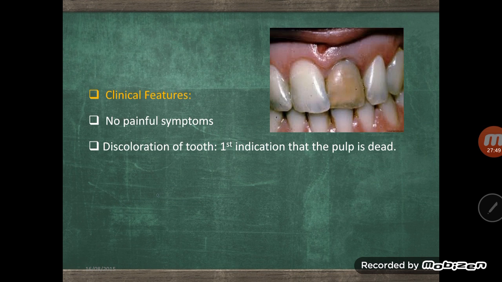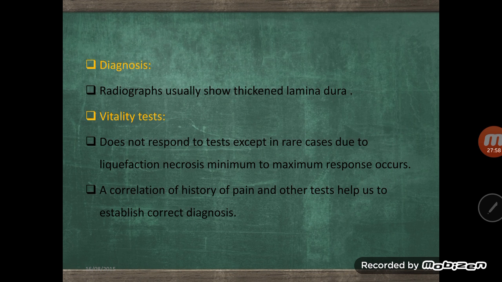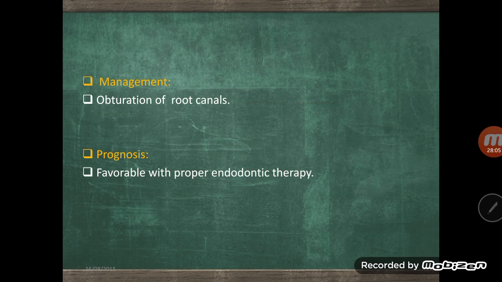Clinical features: there will be no pain because it was already degenerated, and discoloration of the tooth indicates pulp death. Diagnosis: radiograph shows a thick lamina dura. This is very important. And for vitality, obviously there will be no response. Management is root canal treatment followed by obturation of the canals, and the prognosis is favorable with proper endodontic treatment.